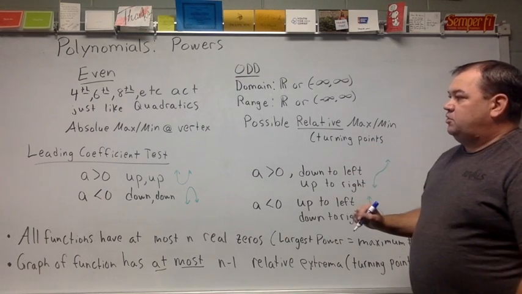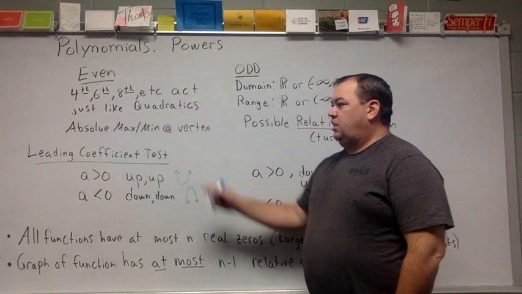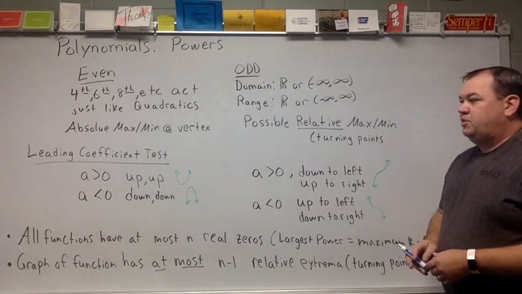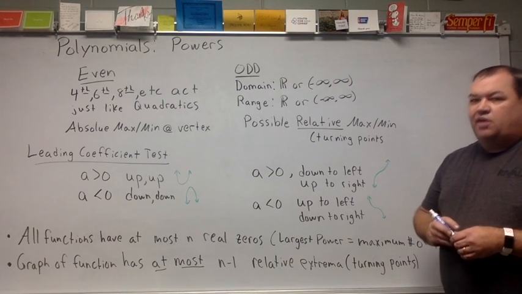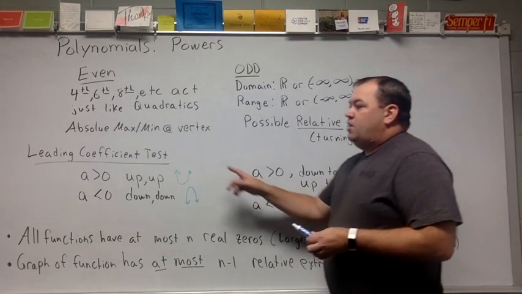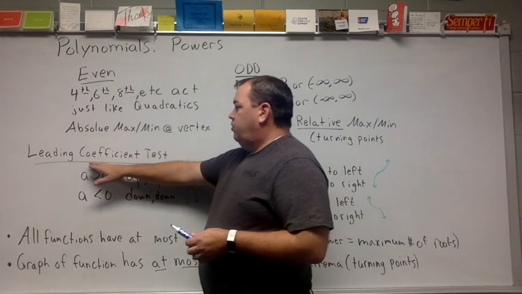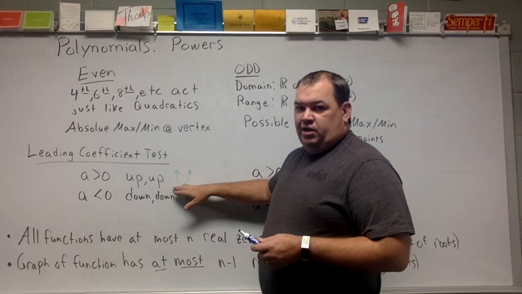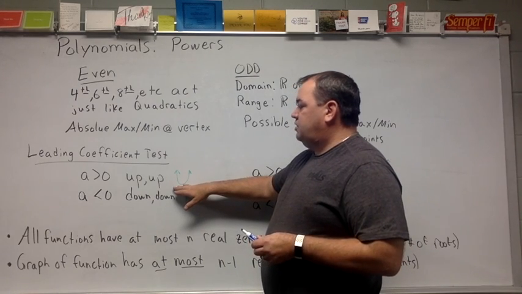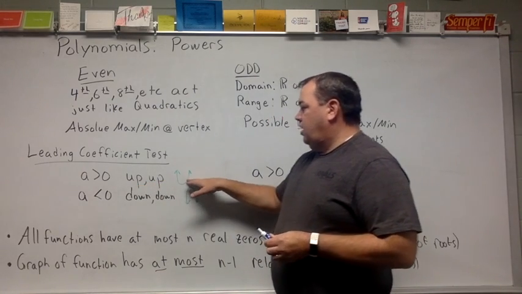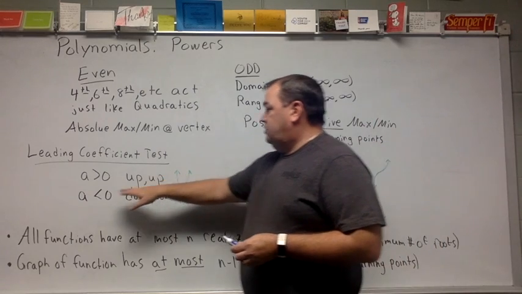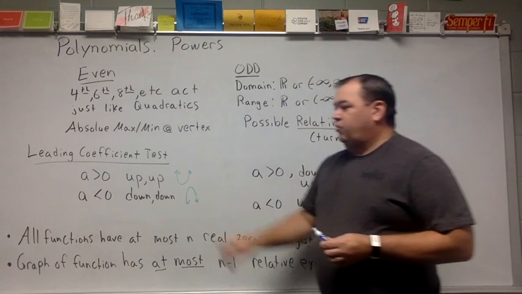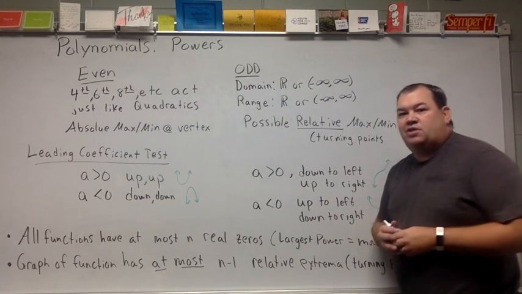The other thing we like to do with our powers is we'll do what's called the leading coefficient test. The leading coefficient test is a way for me to know what this looks like before I graph it. If you think back to when we studied quadratics, when a was positive, this quadratic pointed up. Even powers act the same. They are up on both ends. If it's negative, this quadratic points down. It is down on both ends. All even powers act that way.